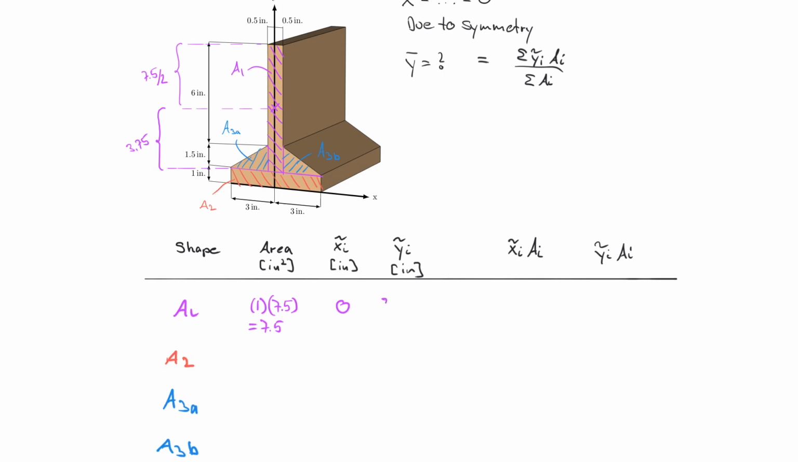So 3.75 plus 1, and together that makes it 4.75. And now we have all the values for shape A1.